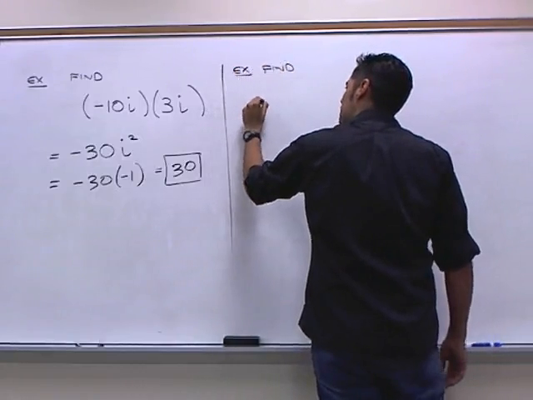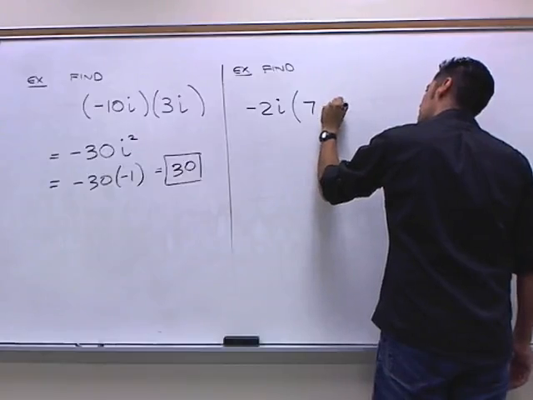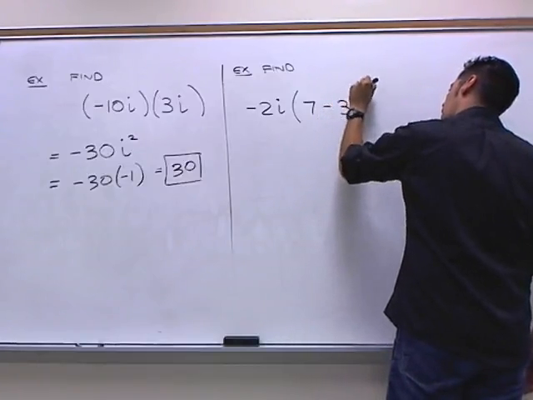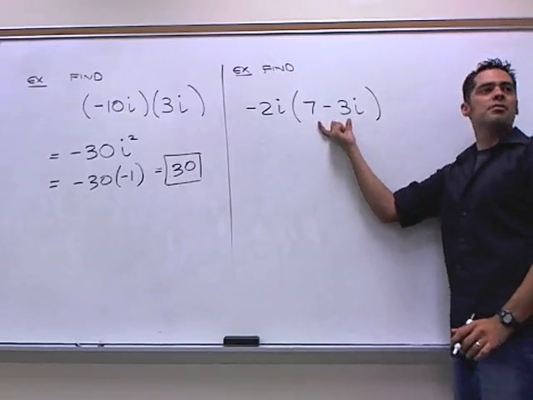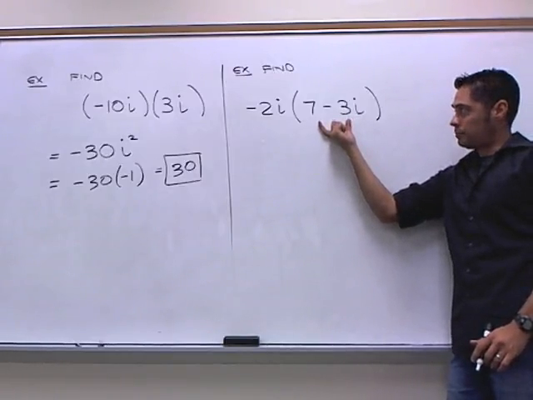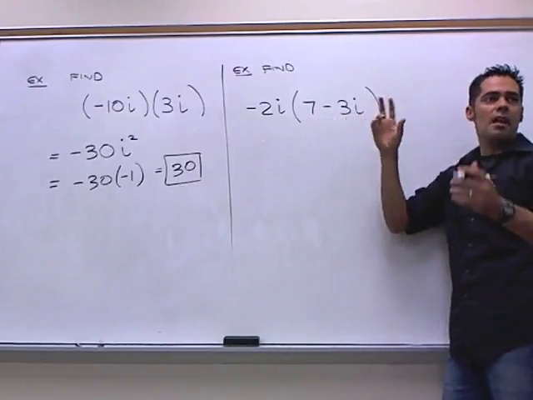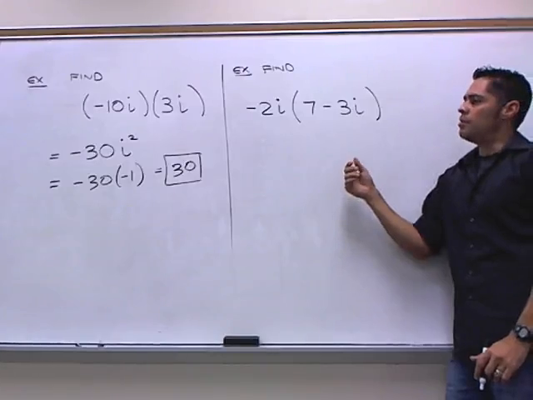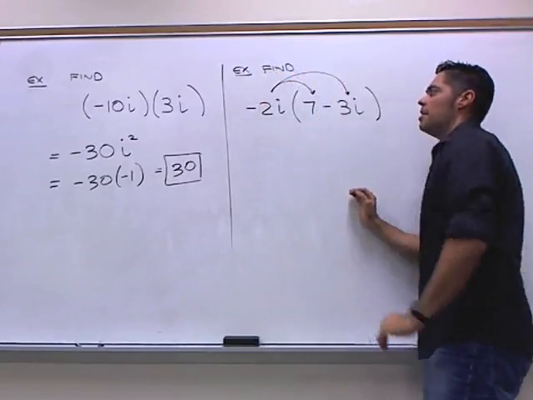What is negative 2i times 7 minus 3i? We're defining it in the parentheses first. Well, can we put these two together? No. This is like a 7 minus 3x. You can't combine these because they're not like terms. So the only thing you can do is distribute this multiplication through.